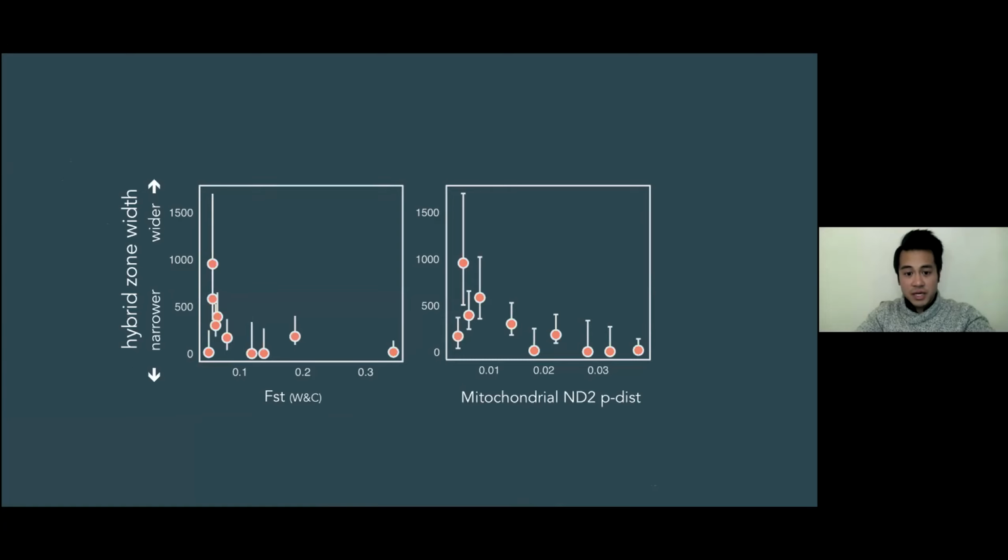On the x-axis, we have divergence. On the left is FST, so differentiation in the nuclear genome, and on the right plot is the mitochondrial P distance. On the y-axis, we have hybrid zone width, so higher up is wider, lower down is more narrow. What we get in our 10 systems is a really rapid transition to much narrower hybrid zones with just meager changes in divergence. The same pattern holds for both ND2 as well as genomic or autosomal divergence.